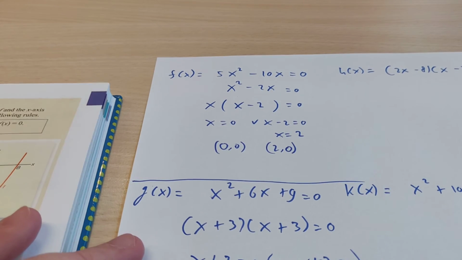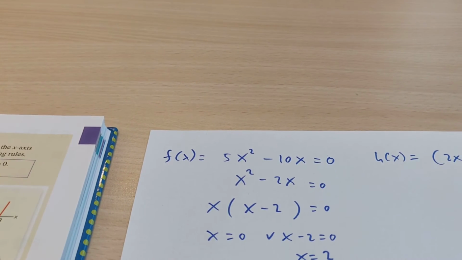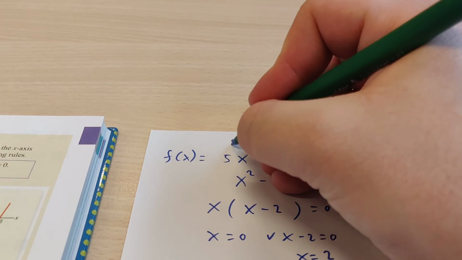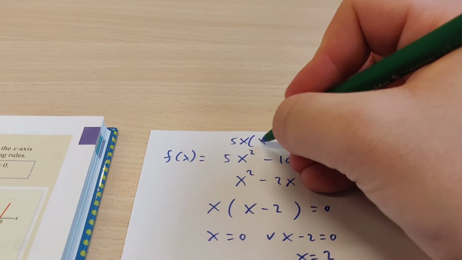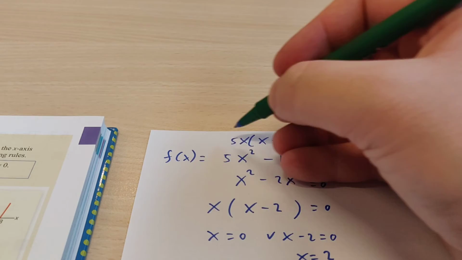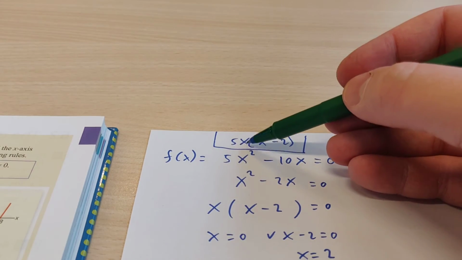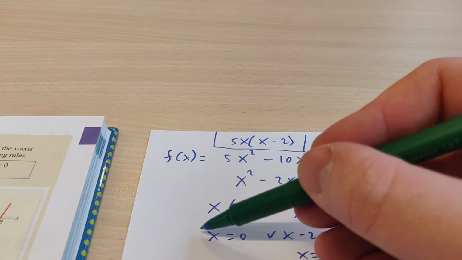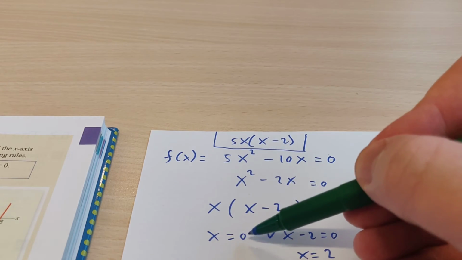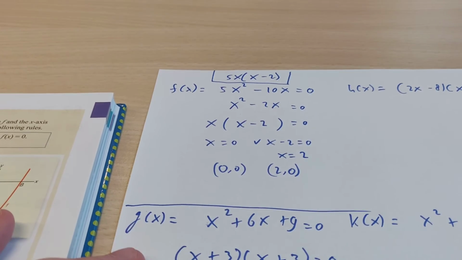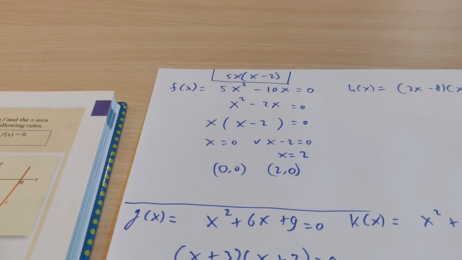Alright? Now I was also going to show you what you can do with this 5. You can also factorize it like this. You can put 5x in front of the brackets, and then in the brackets x minus 2. Here, that's a little side note. And then you get the same thing. The only difference is that over here you'll get 5x equals 0. Well, if 5x equals 0, that means that x is still 0. So the answers will be the same.